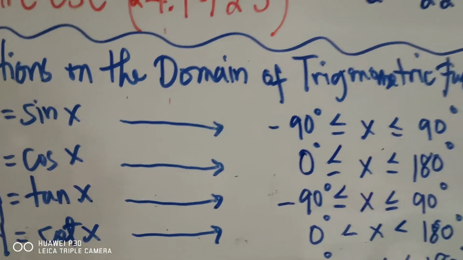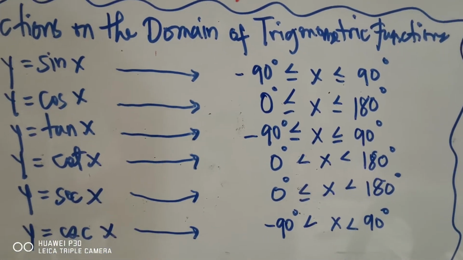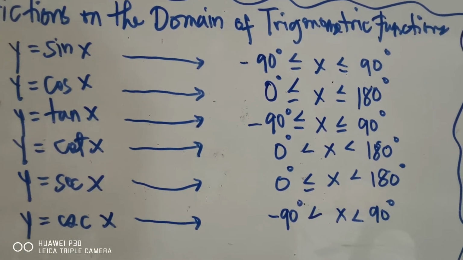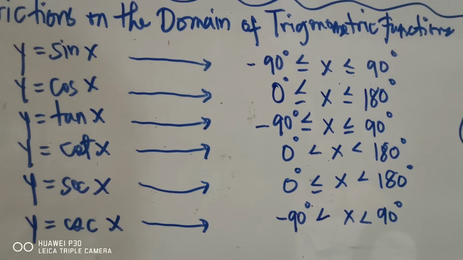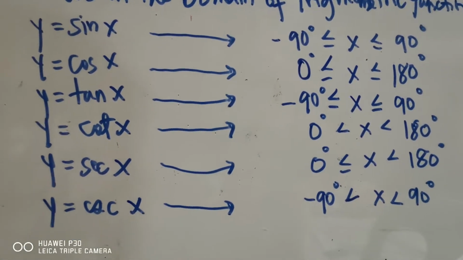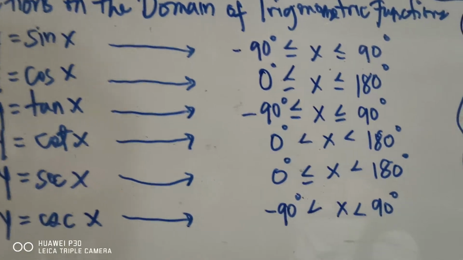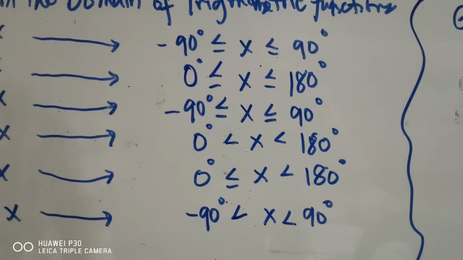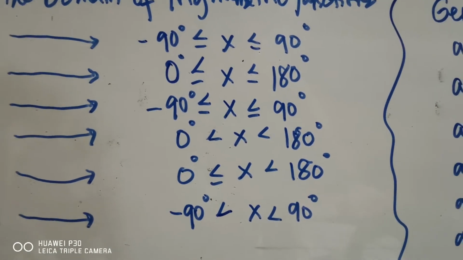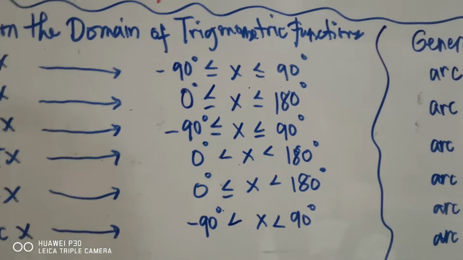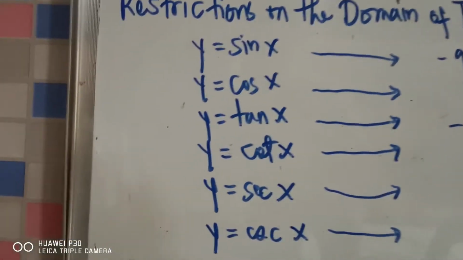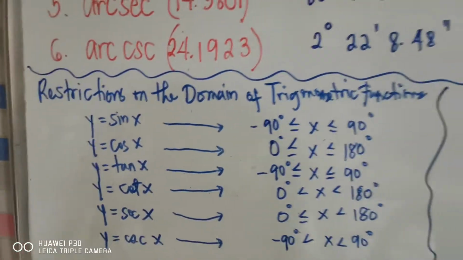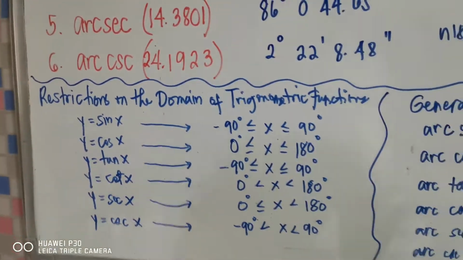And then, if it's tangent, from negative 90 degrees to 90 degrees. And if it's cotangent, from 0 degrees to 180 degrees. And if it's secant, from 0 degrees to 180 degrees. And cosecant, from negative 90 degrees to 90 degrees. Now, notice that we have closed and open intervals there. So you go back to your graphs of trigonometric functions because if you can remember, there were asymptotes in our functions cotangent, secant, and cosecant, and also with tangent.